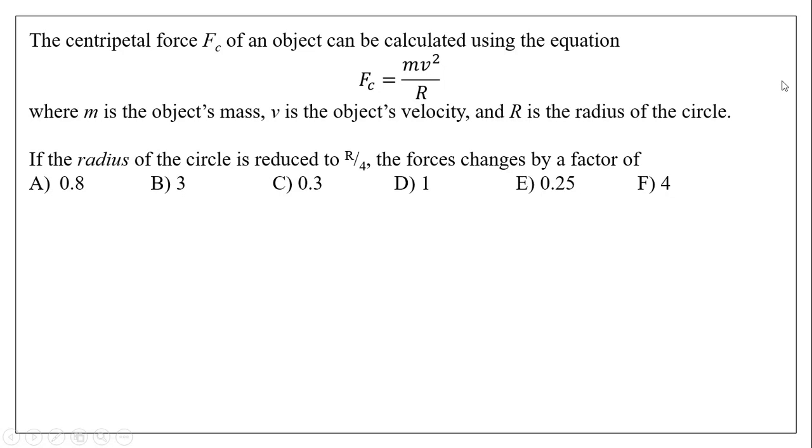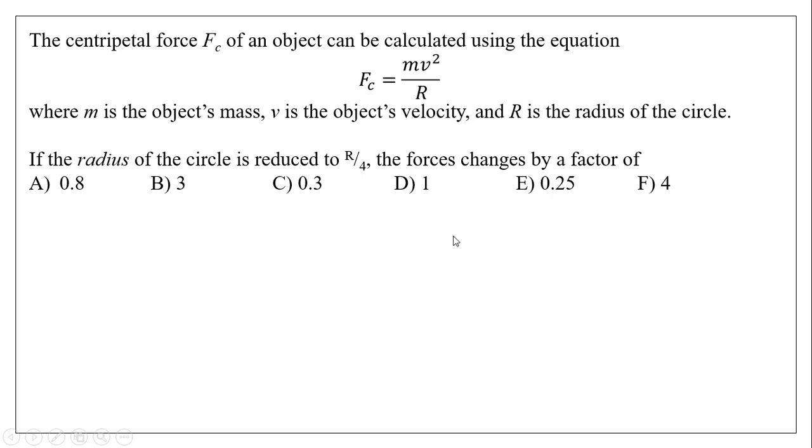Right, so here are a few ratio problems regarding centripetal force to help you out. It says here the centripetal force F_C of an object can be calculated using this particular function, mv squared over r, where m is the object's mass, v is the object's velocity, and r is the radius of the circle. It says if the radius of the circle is reduced to r over 4, so 1/4 of it, the force changes by a factor of.